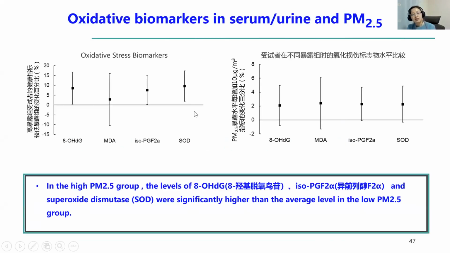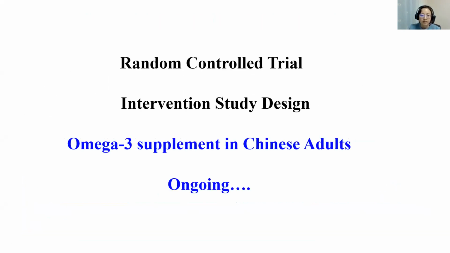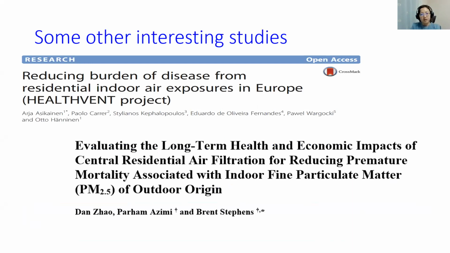So till now, they are the main results of the intervention study we did in our group. First about wearing the respirators, and second is using the air purifiers. Actually, we are trying to make another intervention study that is to use omega-3 supplement in Chinese adults, but we haven't got the clear results now. The data collection has been finished, but the results have not been made clear.